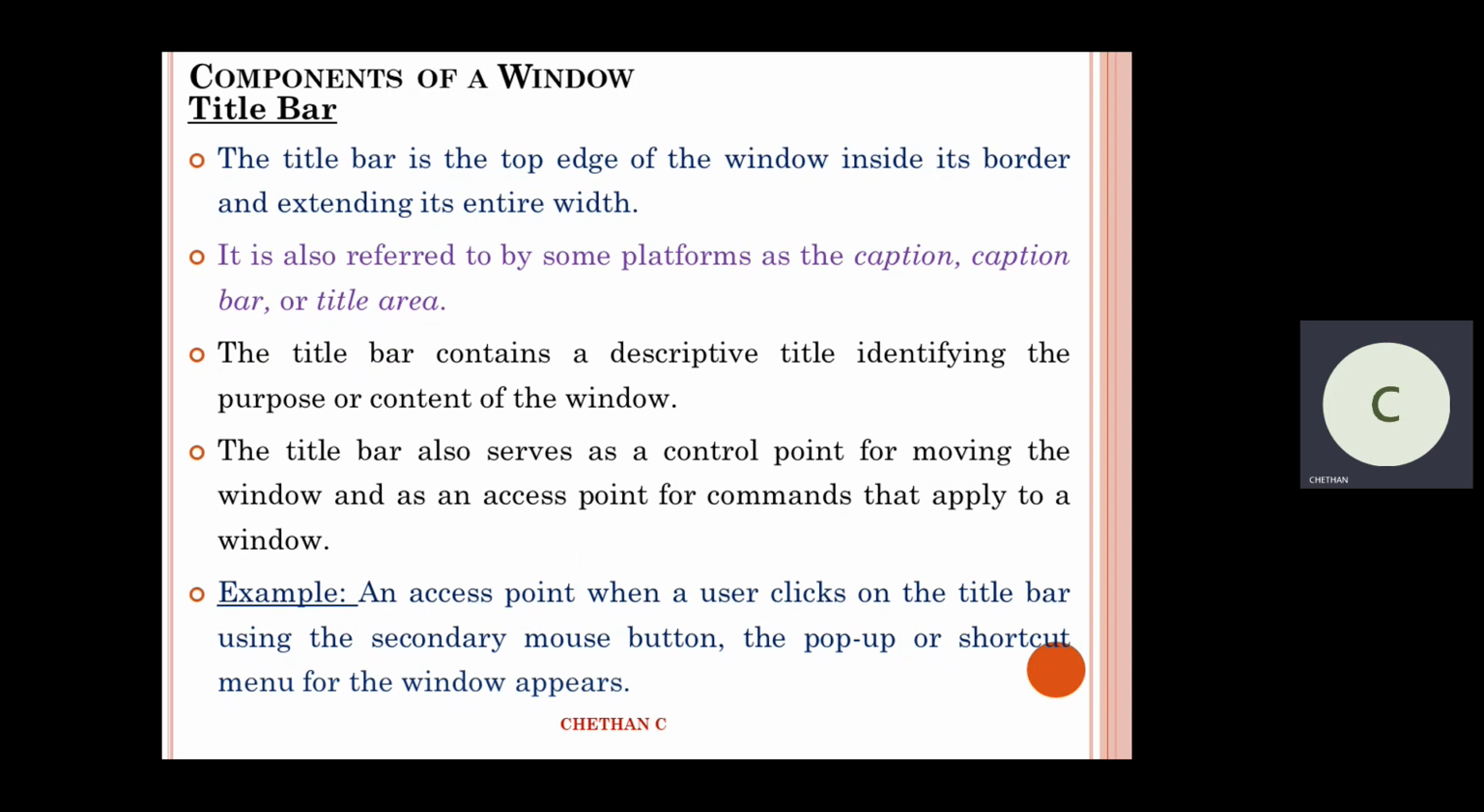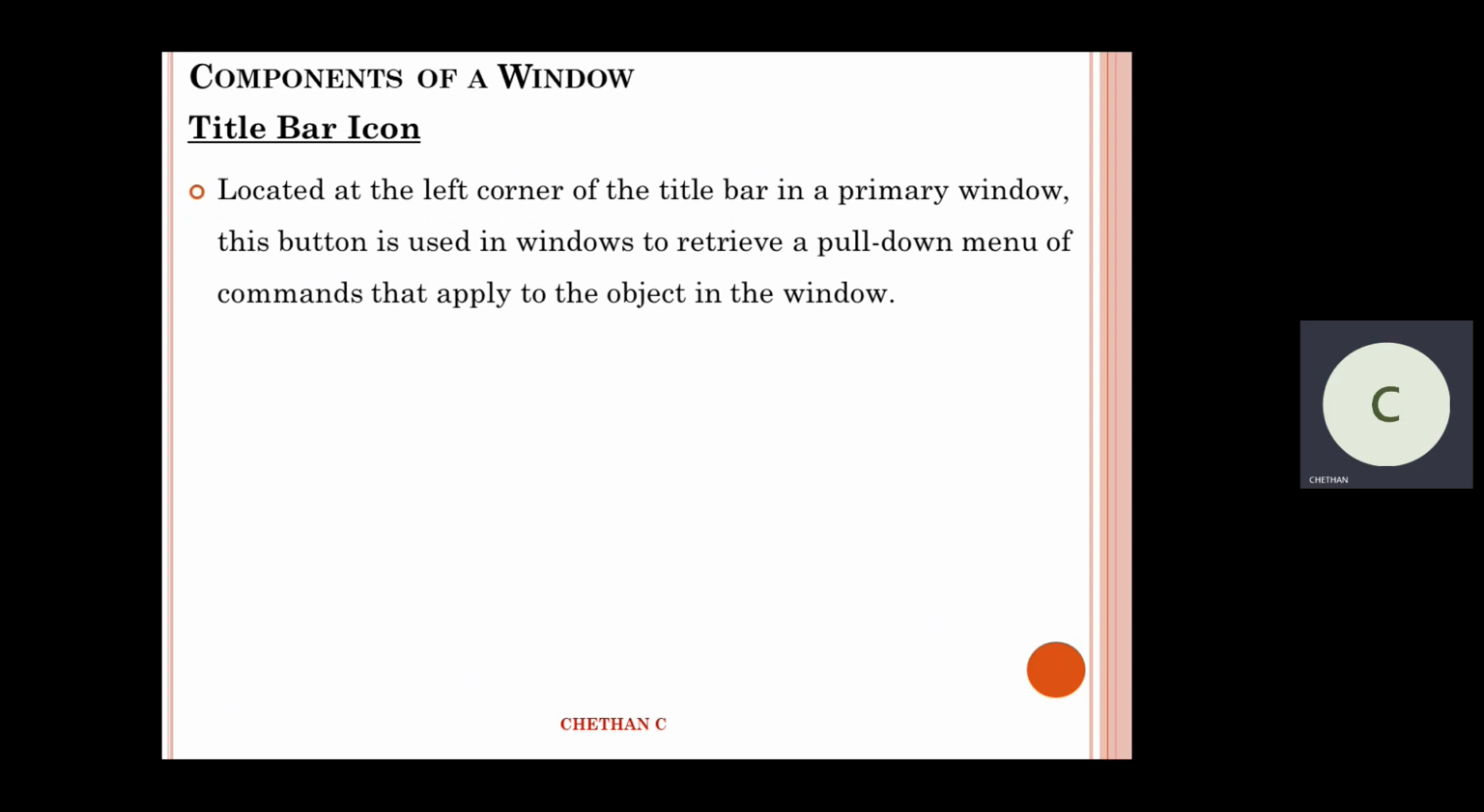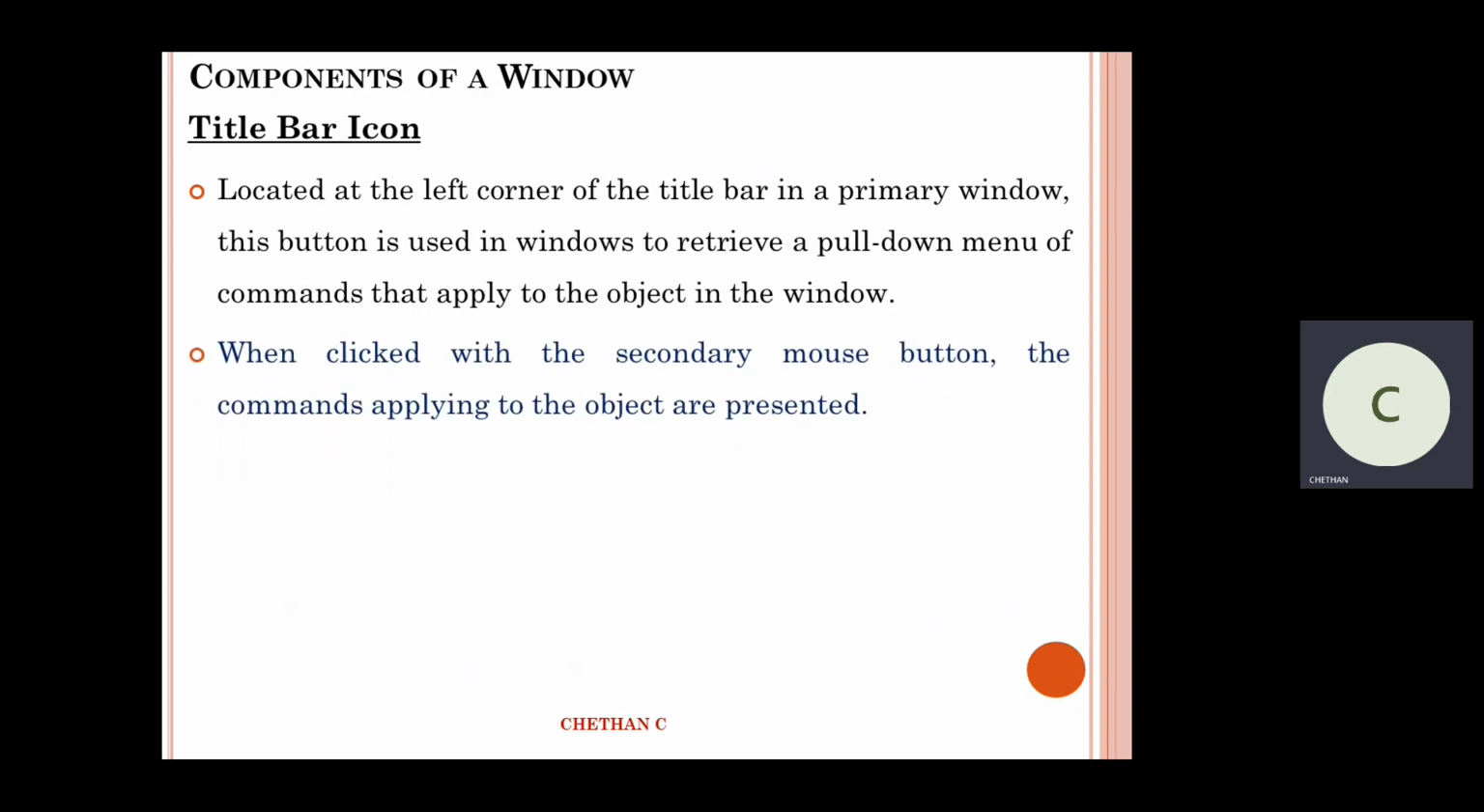Okay, so this is in terms of the title bar aspect. Next, the title bar icon. What is that? It is located at the left corner of the title bar in the primary window. This button is used to retrieve the pull down menu of commands that apply to the object in a window. When you click with the secondary mouse button, the commands applying to the object are also presented.